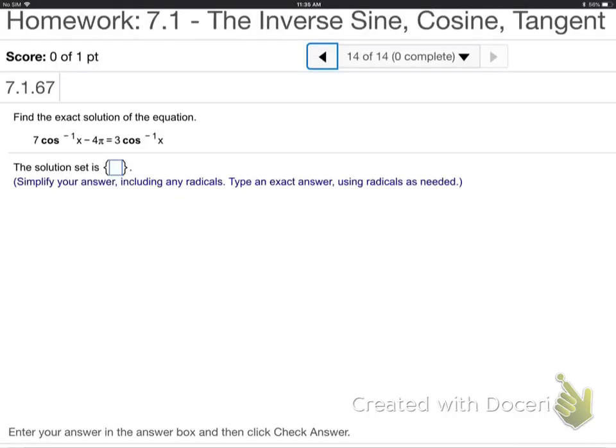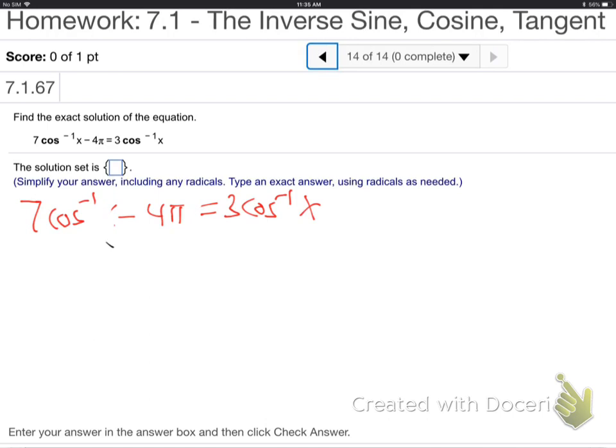All right. 7 cosine inverse x minus 4 pi is 3 cosine inverse x. Is the 4 pi in the toaster with the x, or is it outside? Oh, good question. It's outside. If it was in the toaster, it'd be different. Really good distinction. That 4 pi is outside.